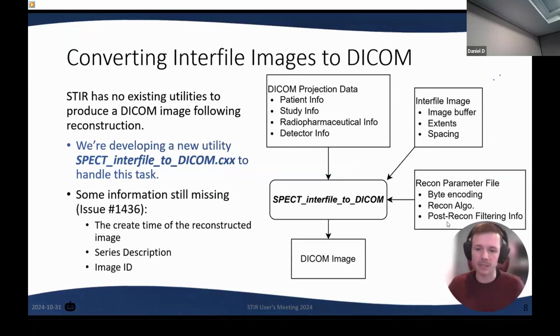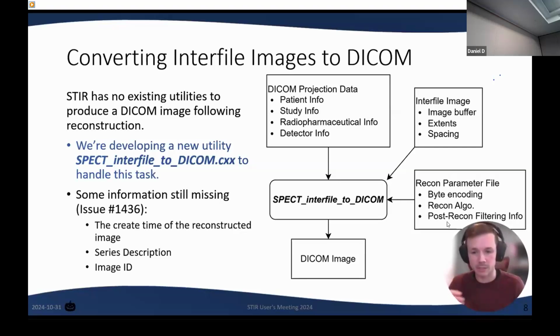The basic way that it operates is to take information from several different sources, combine it, and generate this DICOM image. So a lot of the DICOM header information we'll retrieve from the original DICOM projection data that we'll retrieve from our users, that they'll effectively pass into the reconstruction. So things like patient information, study information about the radiopharmaceutical, and also details about the detector information sequence that is embedded there. And these are all things that get lost in the conversion of that original DICOM file to the interfile format of the projection data.